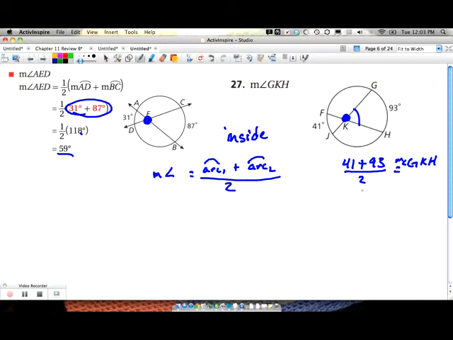So if I add those two together, 41 plus 93 is going to give me 134. So then when I divide this by 2, 2 goes into 13 six times, with 1 left over, plus another 2 into that 14, so 67. That equals 67 degrees, the measure of angle GKH. Next.